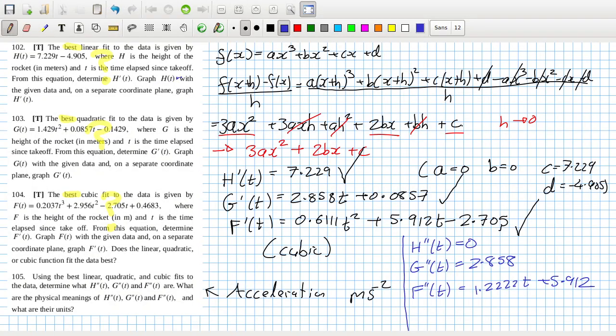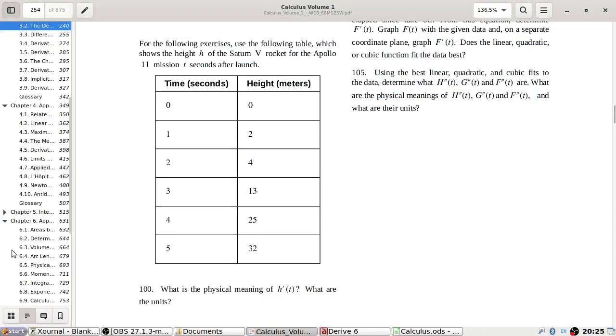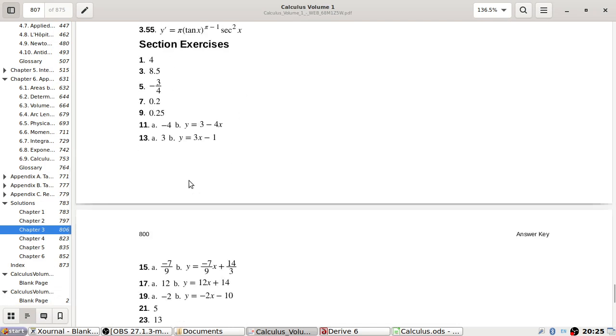Right, graph H and its derivative. I've done that. Graph G and its derivative, which I've found. Graph F and its derivative. Cubic, maybe. Can't really tell without doing a calculation. Using the best second derivative, which I have here. And what are the mean and the acceleration? All right, terrible question. Let's get it finished.